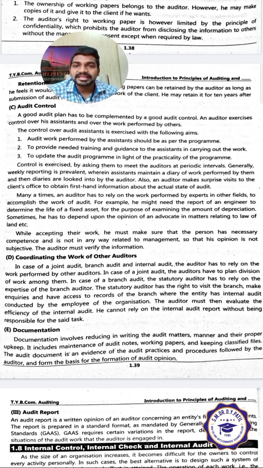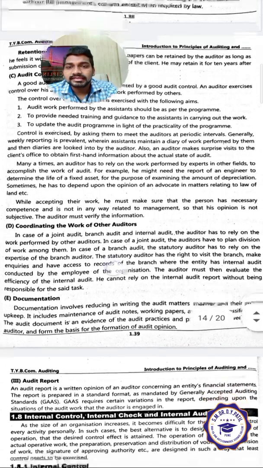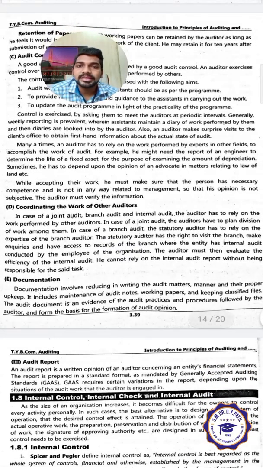Audit work performed by the assistant should be as per the program, to provide needed training and guidance to the assistants in carrying out the work, to update the audit program in light of the practicality of the program. Control is exercised by asking them to meet the auditor at periodic intervals. Generally, weekly reporting is prevalent, wherein assistants maintain a diary of work performed by them, and then the diaries are looked at by the auditor.